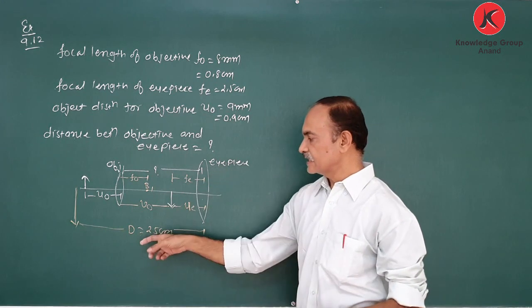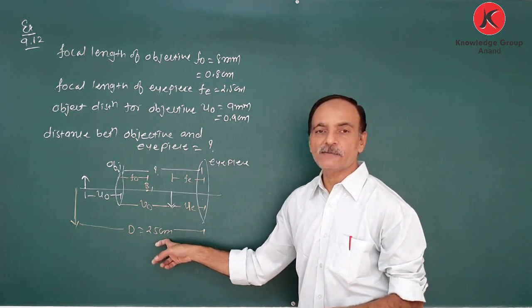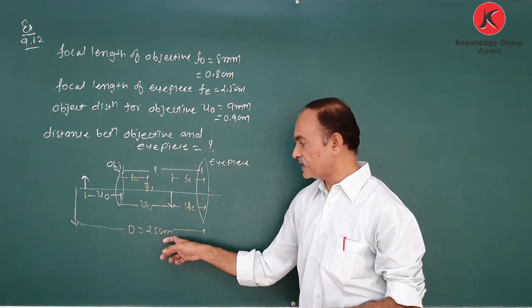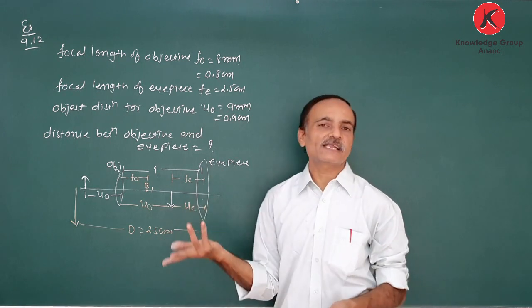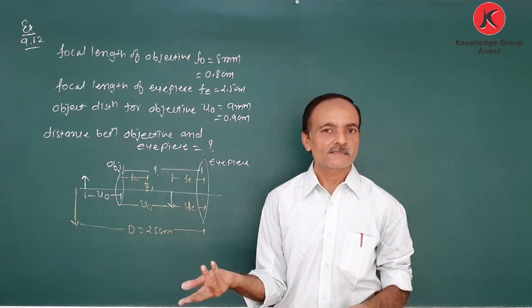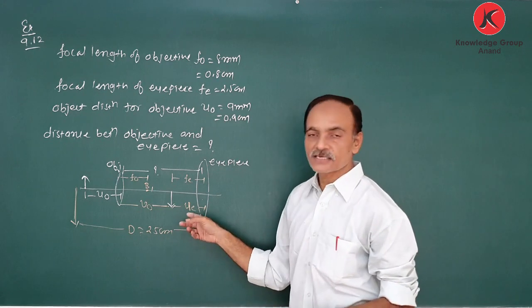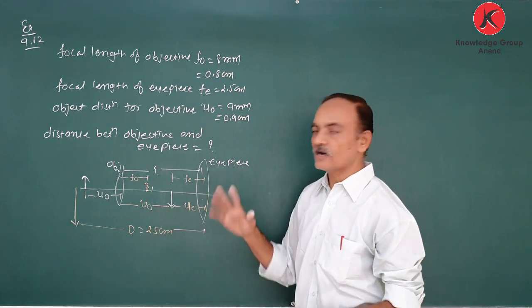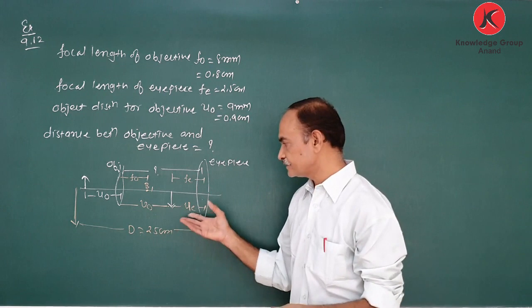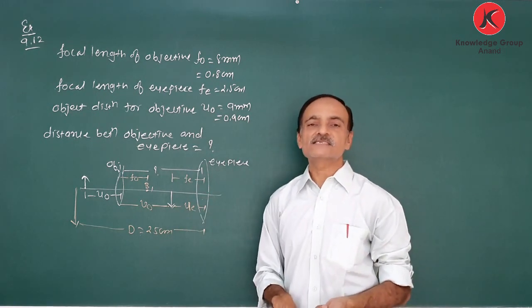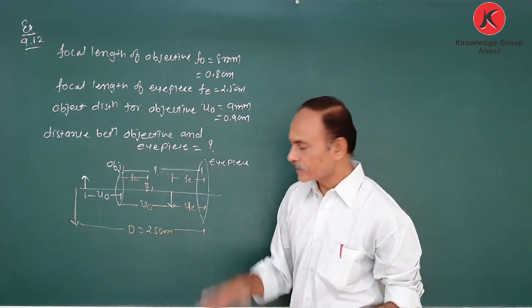For eyepiece, the final image is formed at near point. That means V is known, FE known. We can calculate the UE. Therefore, V0 plus UE gives our answer, the distance between these two.